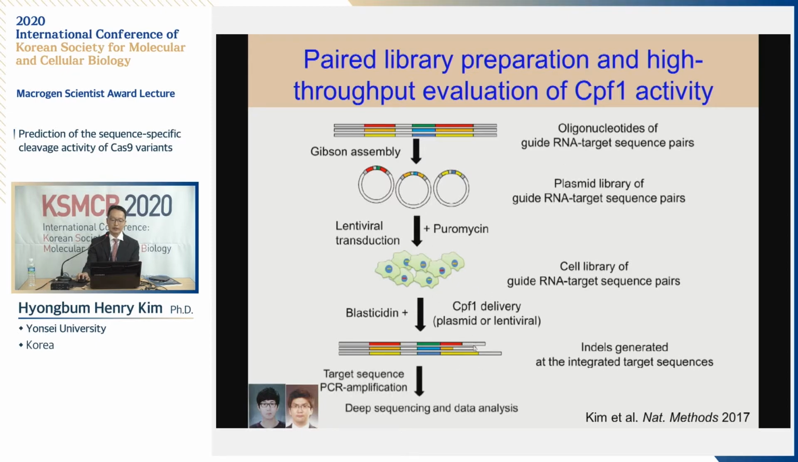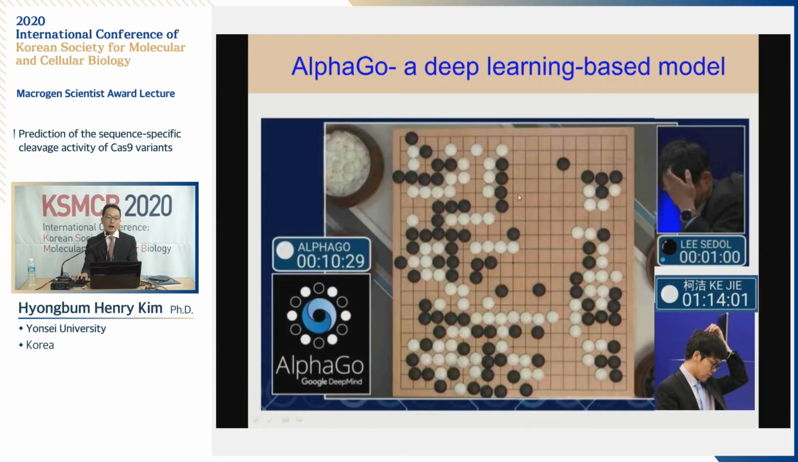To measure this indel frequency in the target sequence, we amplified this target sequence using a common pair of primers, and those amplicons are subjected to deep sequencing and data analysis. These experiments were done by two talented students in my lab, Hongmin and Myungjae, my PhD students. They are now postdocs. And so far we have developed a method to evaluate thousands of guide RNA activities in one experiment.